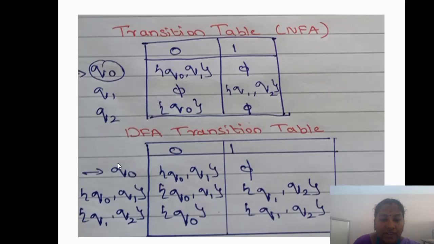Here is how the DFA transition table differs. Initially, as usual, we write the initial state as Q0. From Q0, if the input is 0, it goes to Q0 and Q1, and if it is 1, it goes to phi. So we consider this as a new state: for the initial state Q0 and input symbol 0, we get Q0 and Q1. So {Q0, Q1} is represented as a new state.